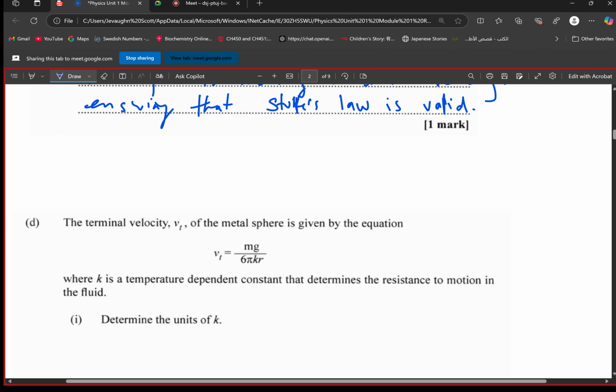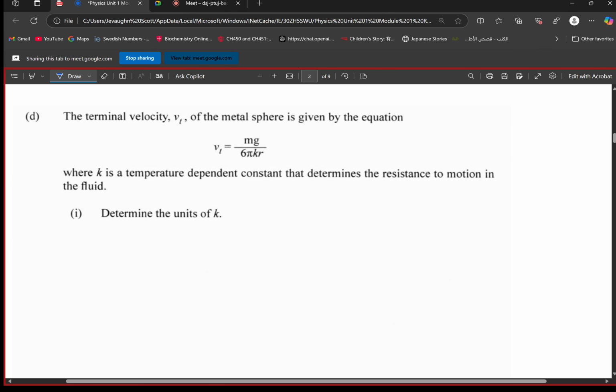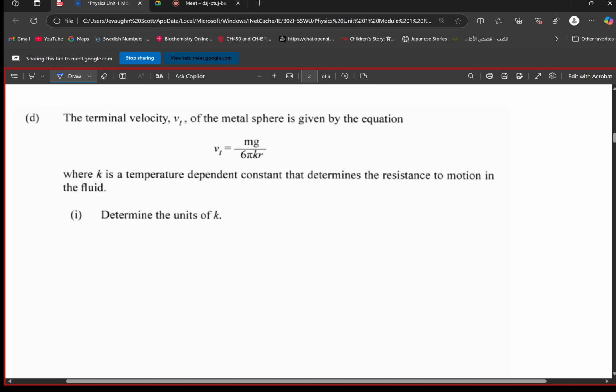Let's move on. The terminal velocity Vt of the metal sphere is given by the equation here, where K is a temperature dependent constant that determines the resistance to motion in the fluid. So everybody would know that generally K is eta. That's literally what K is. I don't know why they did this to the question. It's rather dumb. But okay.